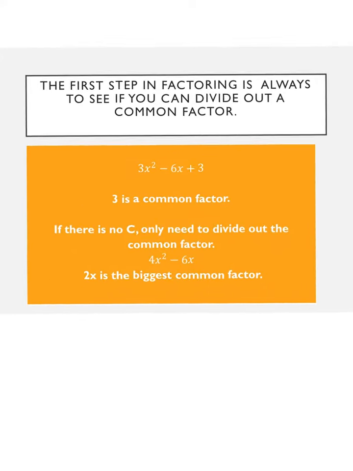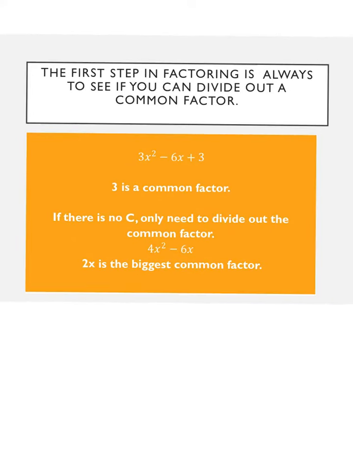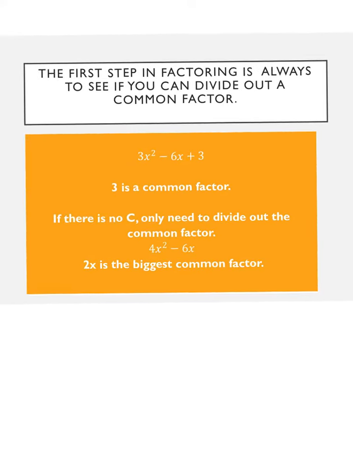The first step in factoring is always to see if you can divide out a common factor from all of the terms. So you're going to look at the ax squared term, the bx term, and the c term, and see, is there a number you can divide out of all 3 of them? In this case, that number is 3. So I can take the 3 and divide it out.